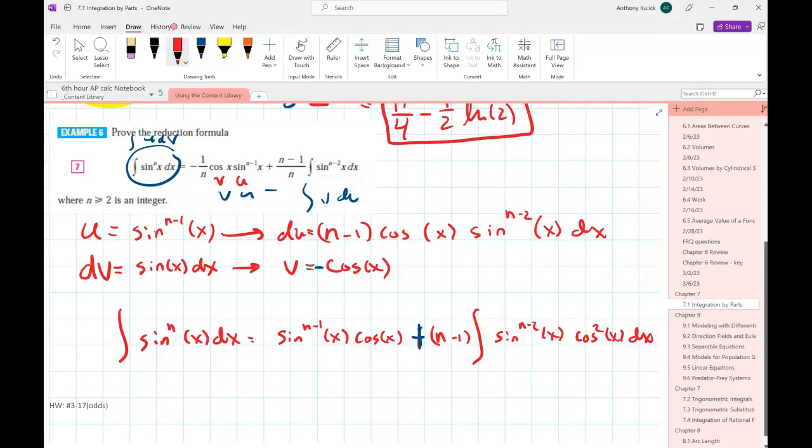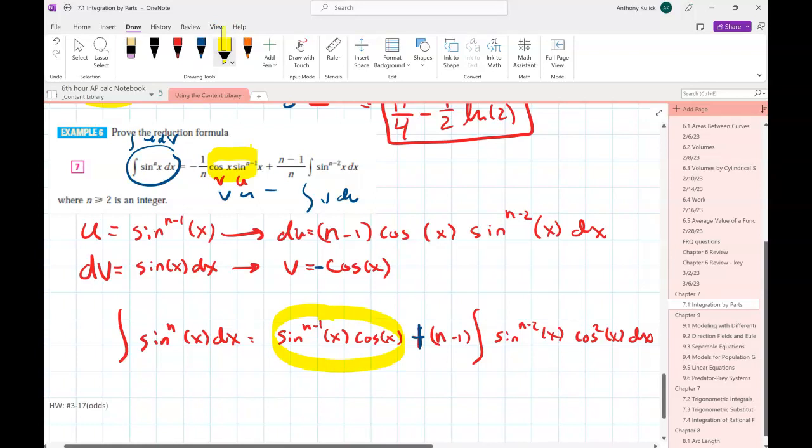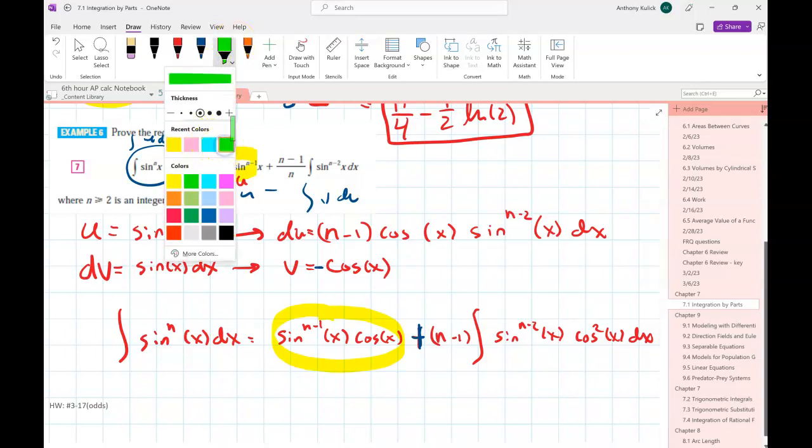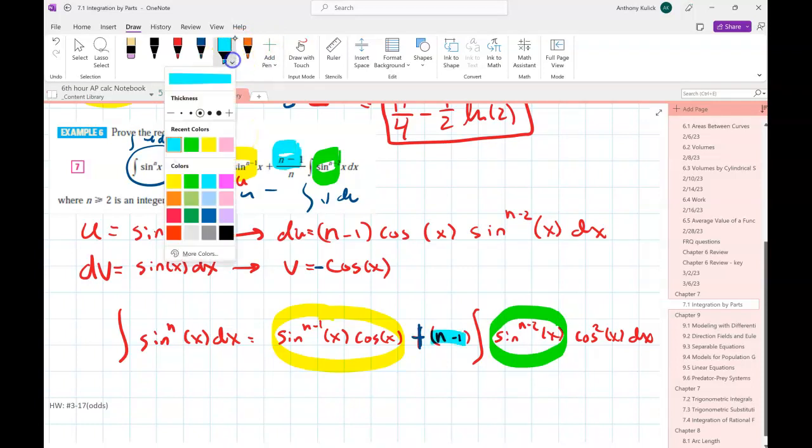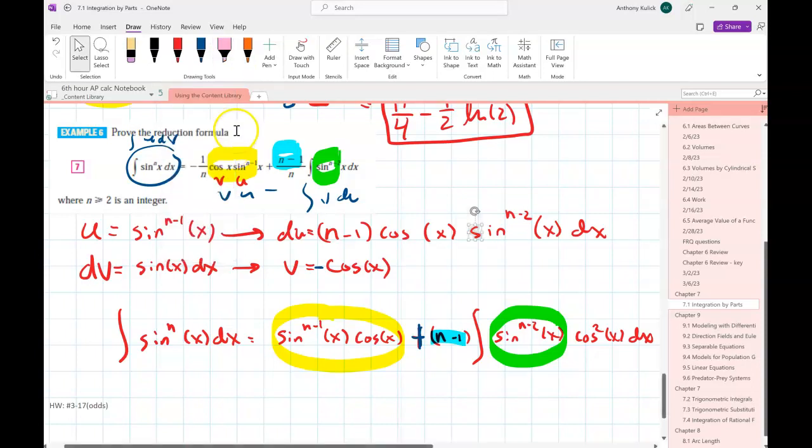Well, we're getting close, right? Let's look at what we have. I have that part correct there, that part correct right there, and I have this right there. What I still need somehow is this, this, and to get rid of that.